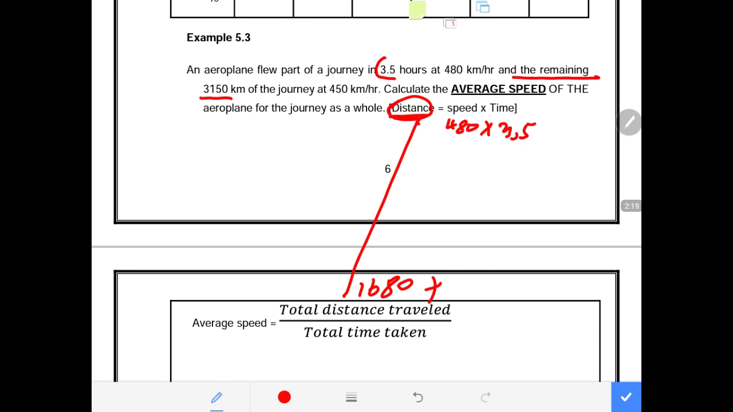For the second distance, we are already given the distance instead: the remaining 3,150 kilometers of the journey at 450 kilometers per hour. So for the second one, 3,150 is the distance traveled in kilometers. But for the first one, we had to calculate the distance: distance is equal to speed times time, 480 times 3.5 hours, and we got 1,680 kilometers.